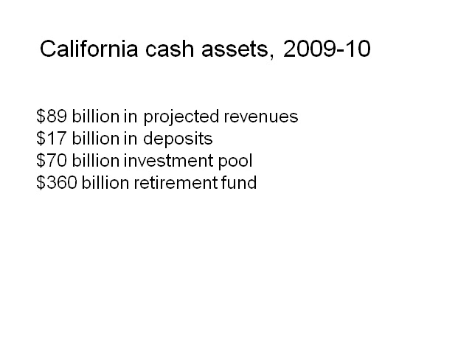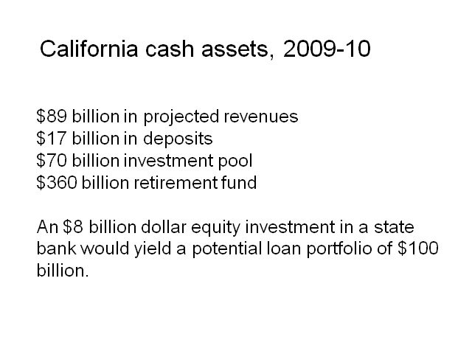The California Public Employees Retirement Fund has total investments of $360 billion, including nearly $144 billion in equity securities and $37 billion in private equity. This money cannot be spent, but it can be invested, as it is now. If only $8 billion of this pooled money were invested in equity for a state bank, the funds could back a potential loan portfolio of $100 billion.